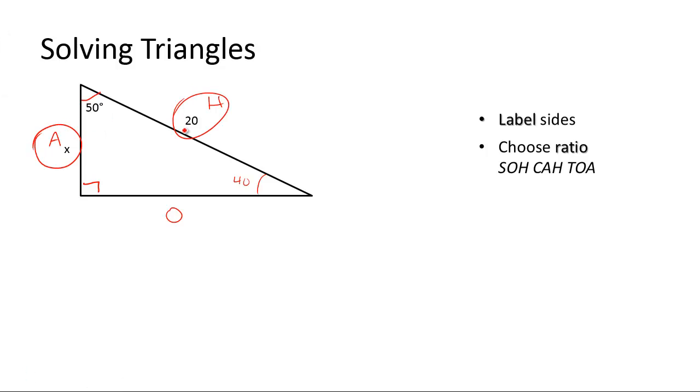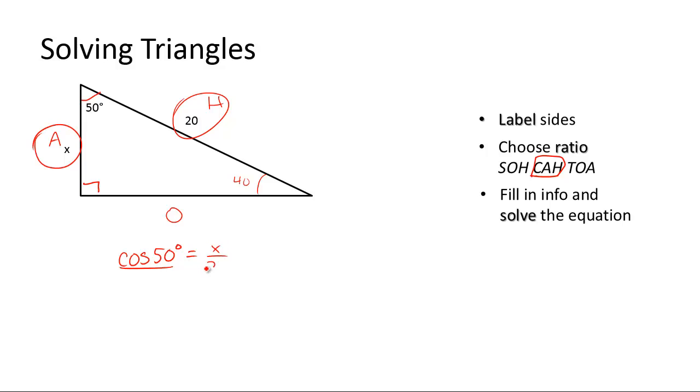In this case, we're interested in the adjacent and the hypotenuse. We don't really care about the opposite. So because of SOHCAHTOA, we know that we need to use the cosine ratio to relate these, because that's where our information is. So we want to fill in our information for the cosine ratio. The cosine of 50 degrees is going to be the proportion of x to 20.